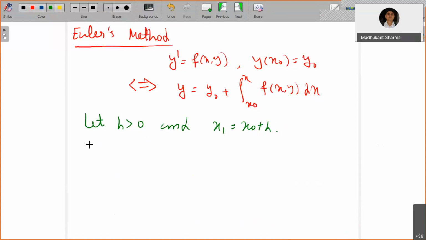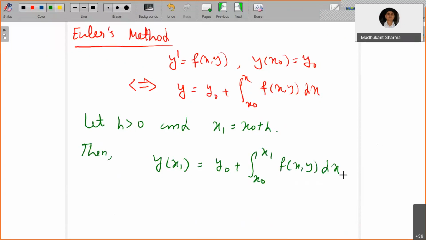Then certainly you can find y at x1 equals y naught plus integration x naught to x1 of f of x comma y dx. Now see, this integrand still contains the unknown function y. So you cannot integrate with respect to x at present, because y is explicitly coming into the picture. If it were only a function of x, you could certainly do that. But we are looking for the general case.